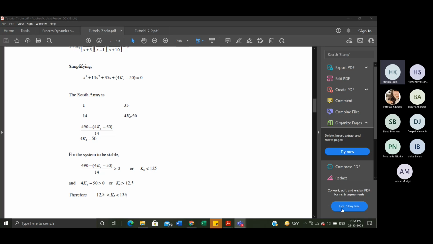So again, apply the same procedure. You would see that nothing remains, only the 4kc minus 50. So now what we need is for all your left hand side column coefficients to be positive. 1 is of course positive, 14 is of course positive. So now 4kc minus 50 has to be positive, and 490 minus 4kc minus 50 by 14 also has to be positive.